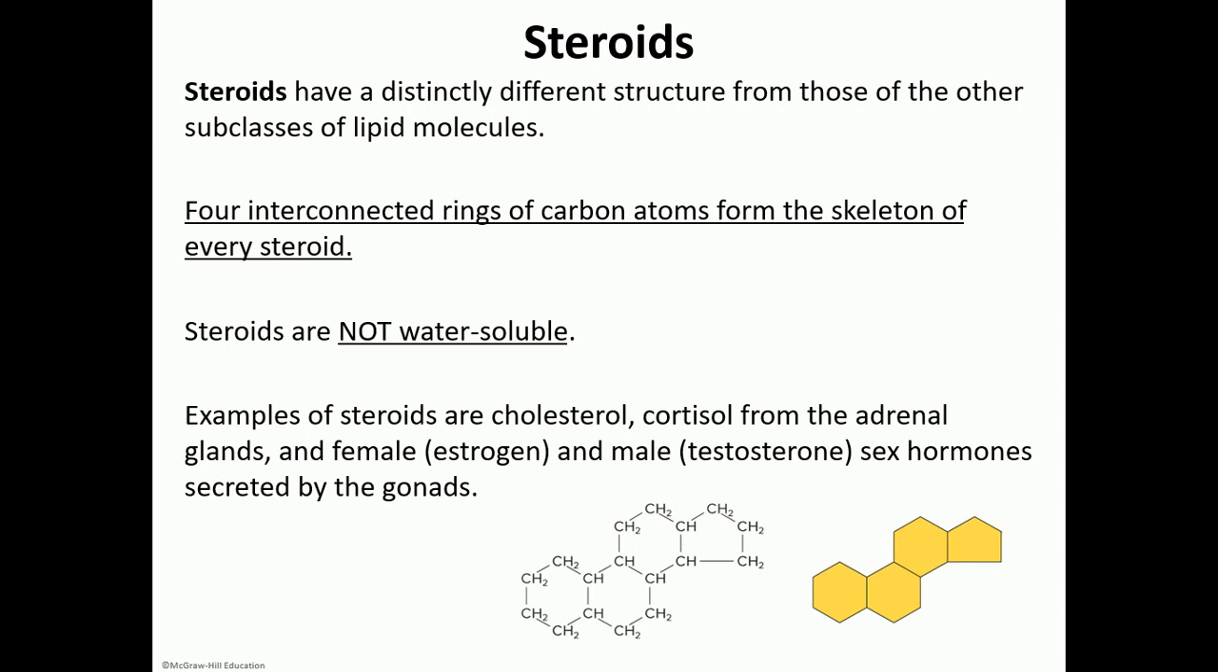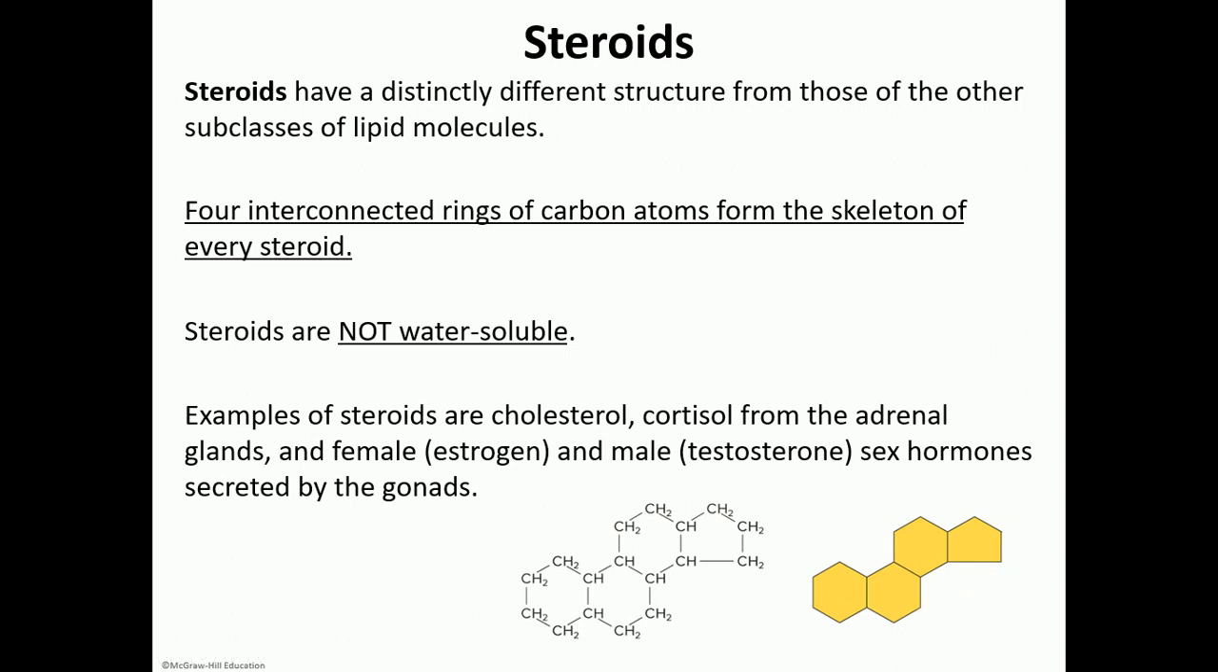Now we'll talk about steroids, and this is kind of like a subtype of lipids. The skeleton of it is made out of these interconnected rings of carbon. You'll see 4 of them connected together, and this is kind of like how cholesterol is made, and then we'll use that cholesterol to make different things.